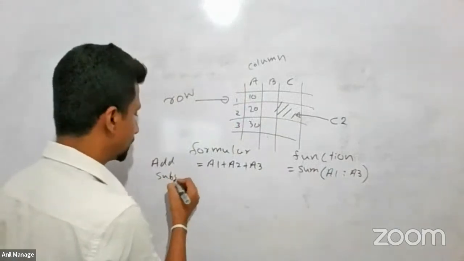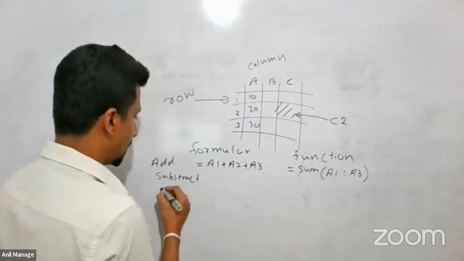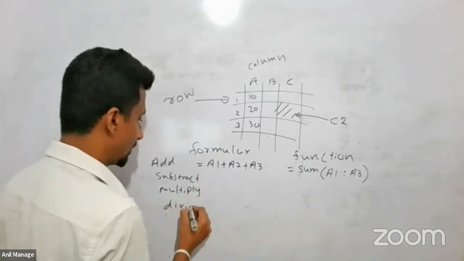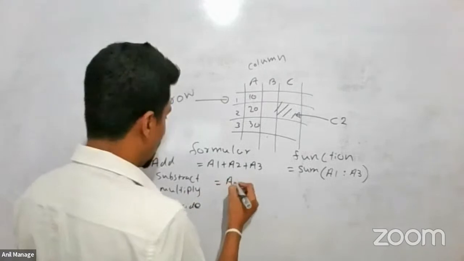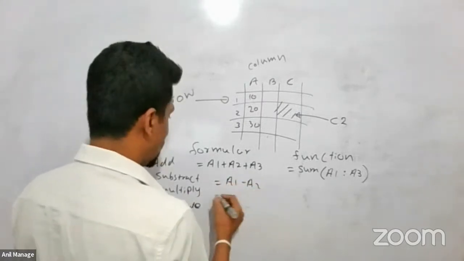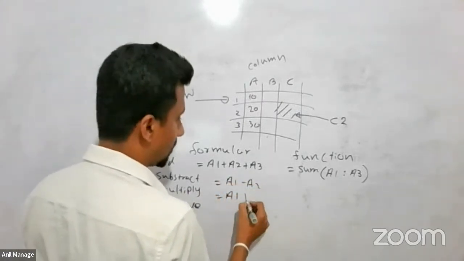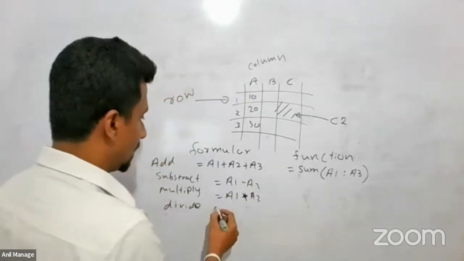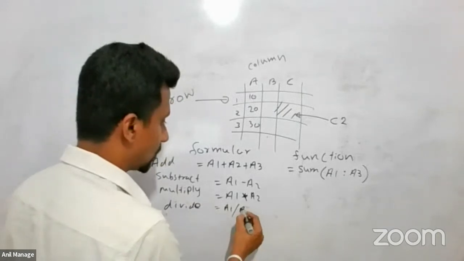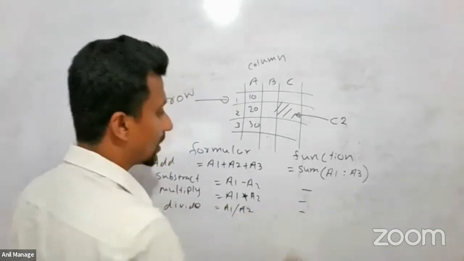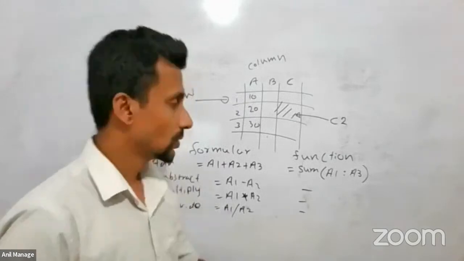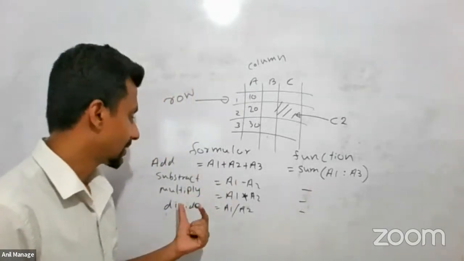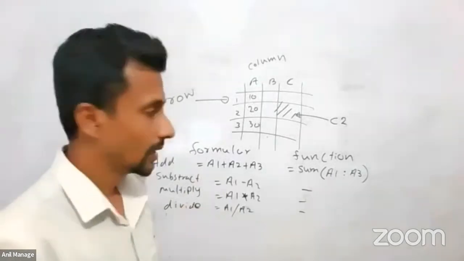When subtract, multiply, divide, you have formulas: A1 minus A2. For multiply, equal, you have to put the equal mark all the time, A1 into A2. You have a star there, right? Divide, A1 slash A2. But you don't have any function in your syllabus for these, so don't worry about functions for subtract, multiplication, and division.